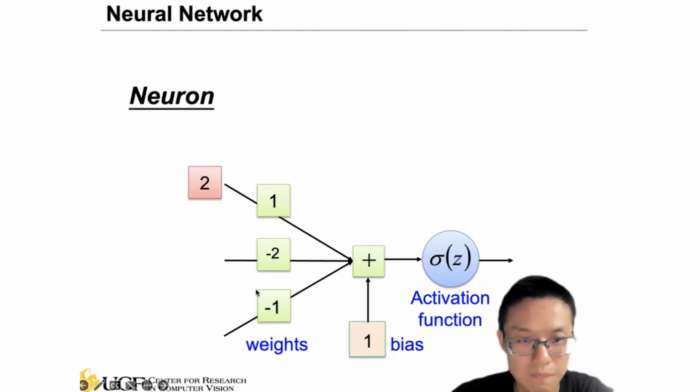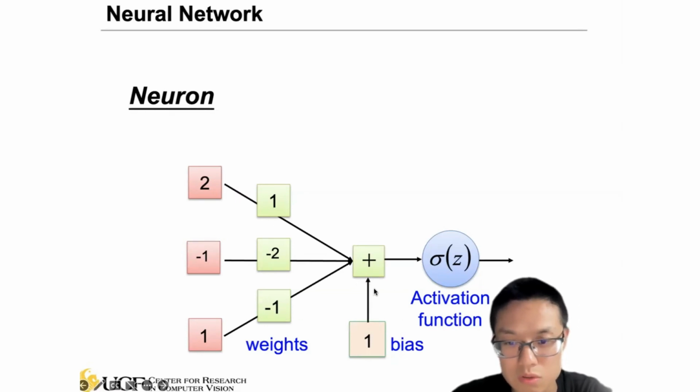So these are the weights, and maybe this is the input, right? Based on the previous slides, we do this kind of multiplication and sum them up. So we have 2 plus 2 minus 1, and we also have to add in the bias, right? So we end up with a value of 4, and then we go through this activation function, okay?